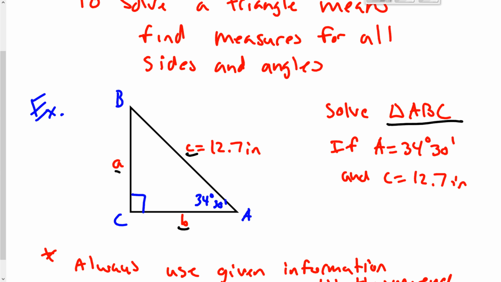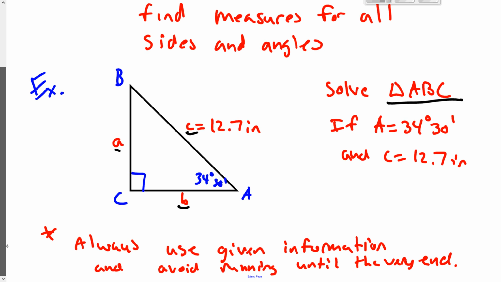Now we're trying to find the measurements of angles A, B, and C, and the side lengths of a, b, and c. We always want to start with the given information, and we want to avoid rounding until the very end. When we find little b, we don't want to use it to find little a. We could use the Pythagorean theorem, but we'd have to round b at some point, so if we use that rounded value to find a, we're off a little bit. It's not an exact number.